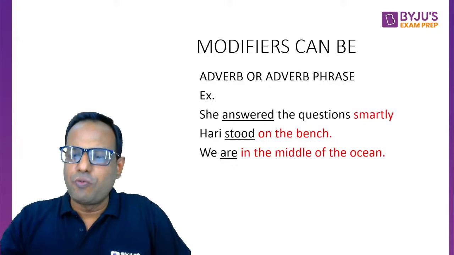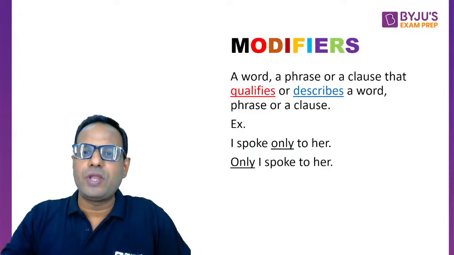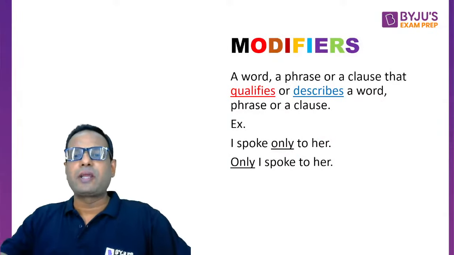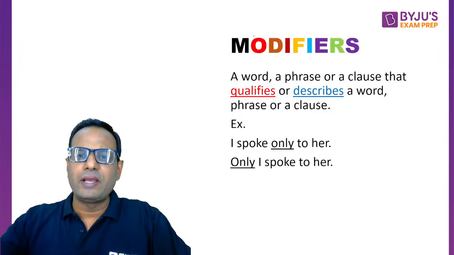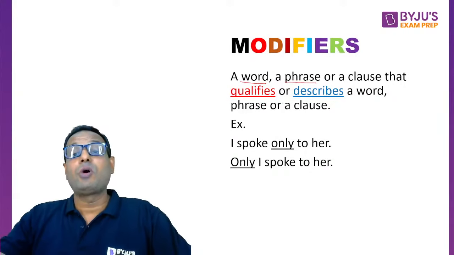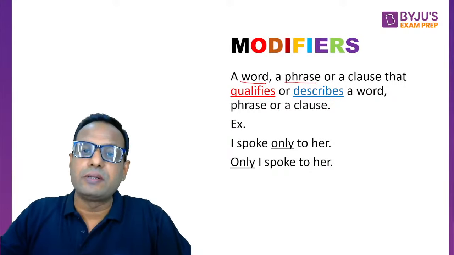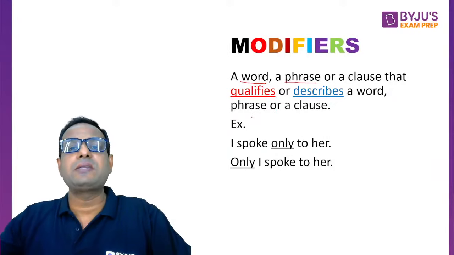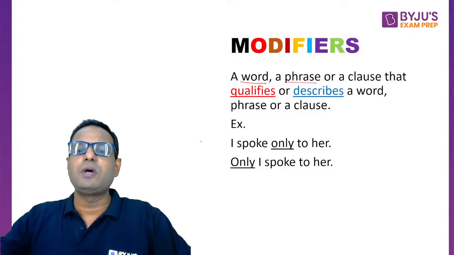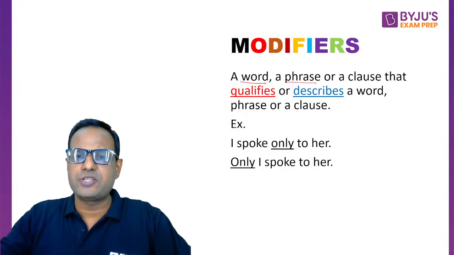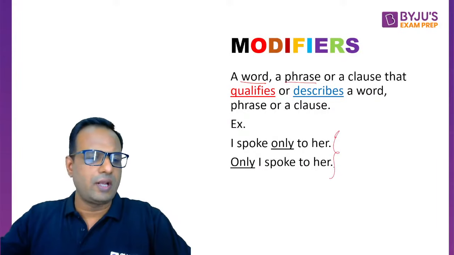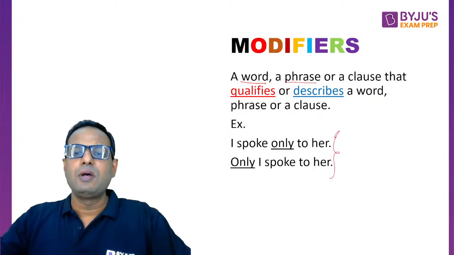Okay, so what exactly are modifiers, and how do we understand how modifiers work? See, a modifier happens to be a word or a phrase which actually qualifies or describes a word. It qualifies a word and it describes the word. Anything that qualifies or describes a word has to be an adverb or an adjective, and we will try to make it easy for you with the help of these two examples.